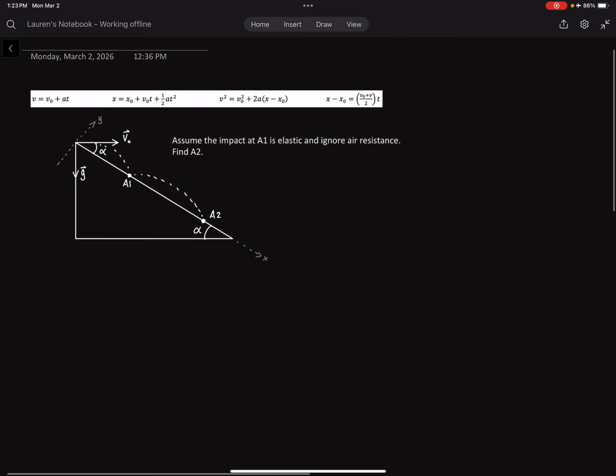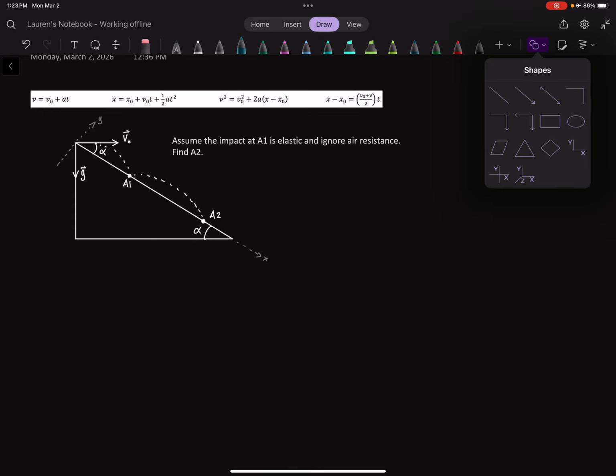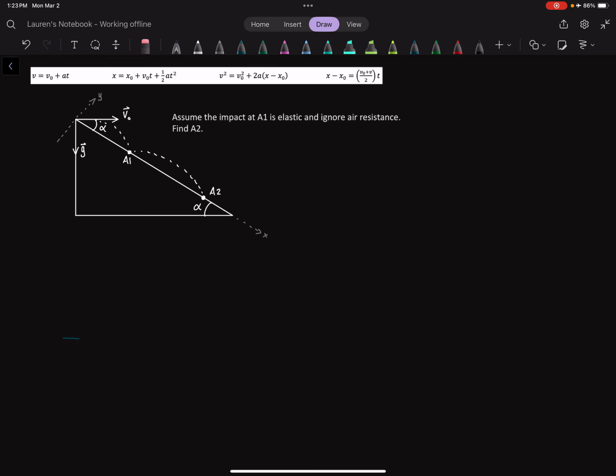So first, it might be useful to kind of redraw the situation for yourself, where this is the ramp, making that the x-axis. This is then the y-axis. Here's the negative y-axis. And there's some initial velocity here.